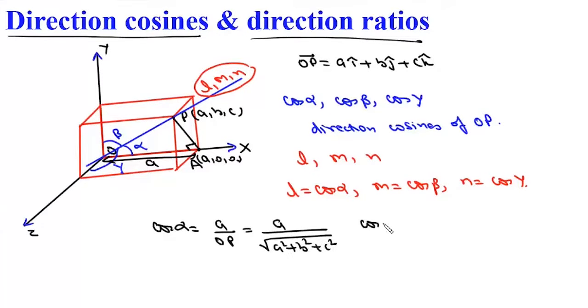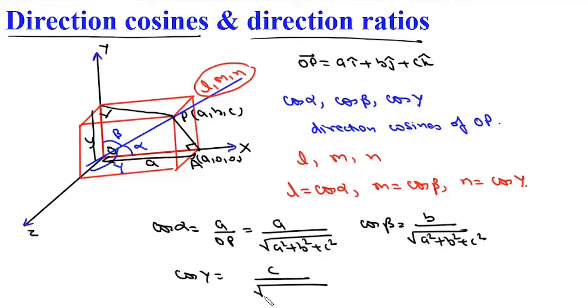In the same way, we can write cos beta. Now beta is the angle that P makes with the positive y-axis. This angle is 90 degrees, this is your y, and the hypotenuse again is OP. So cos beta will be b upon the square root of a square plus b square plus c square. And in the same way we can write cos gamma, which will be c upon the square root of a square plus b square plus c square.